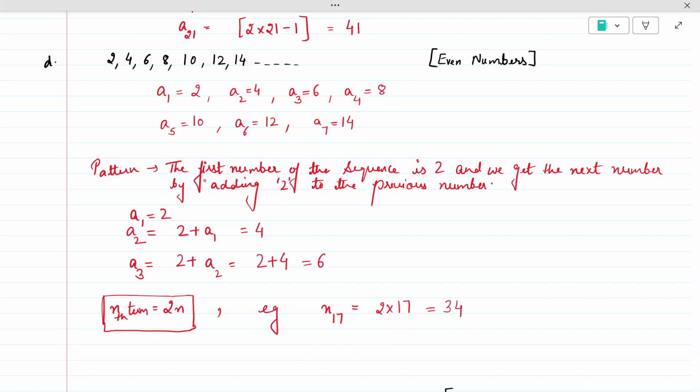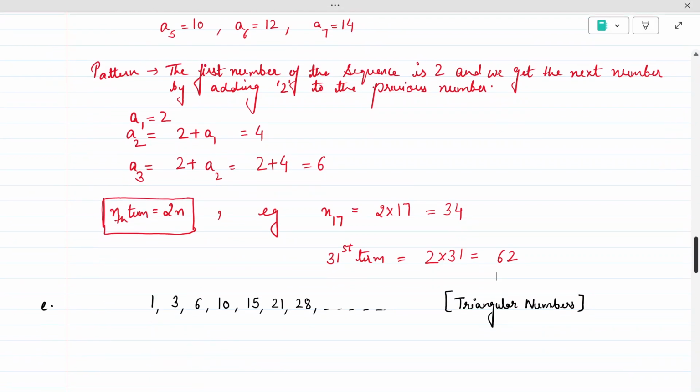Let us try to find out the term which is present at, let's say now I am taking this as 31. Okay. So the nth term, that is the 31st term, will be 2n, 2 times 31, which makes it 62. So this is how we can derive any term in the even number sequence. Okay, kids? Now let us move to the next series.